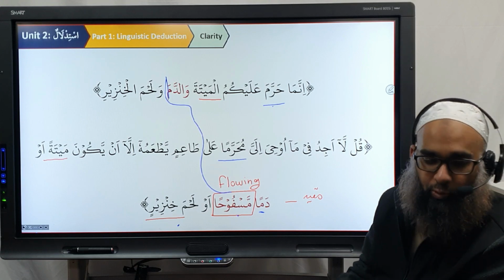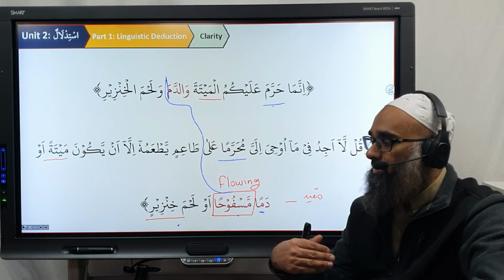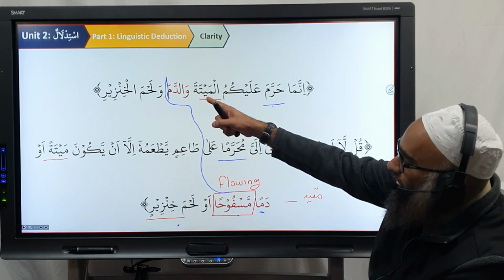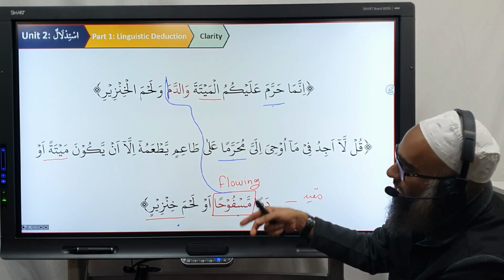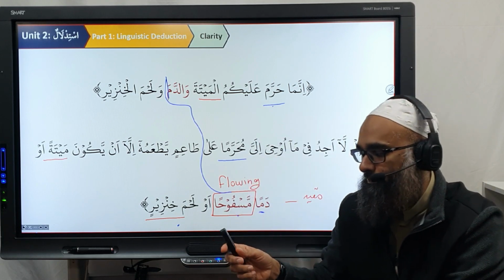You say yes, because you're talking about the same thing, therefore we transfer the qaid from one to the other. So إِنَّمَا حَرَّمَ عَلَيْكُمُ الْمَيْتَةَ وَالدَّمَ. And here dam refers to daman masfuhan, because the top verse is mutlaq, this verse is muqayyad, but it's the same topic, so therefore the qaid from the bottom will apply to the top.